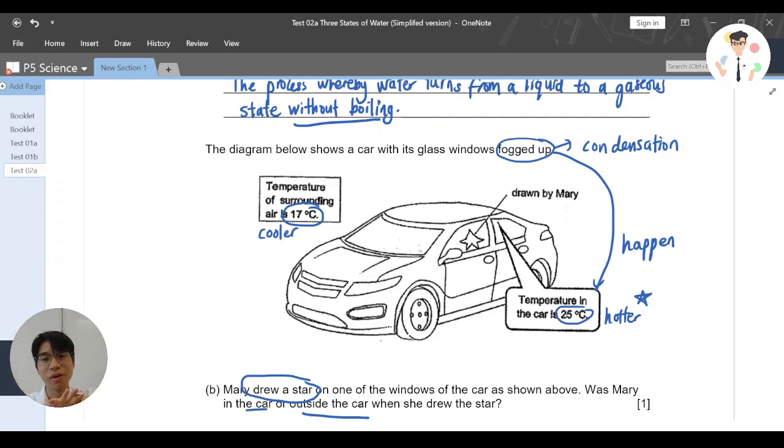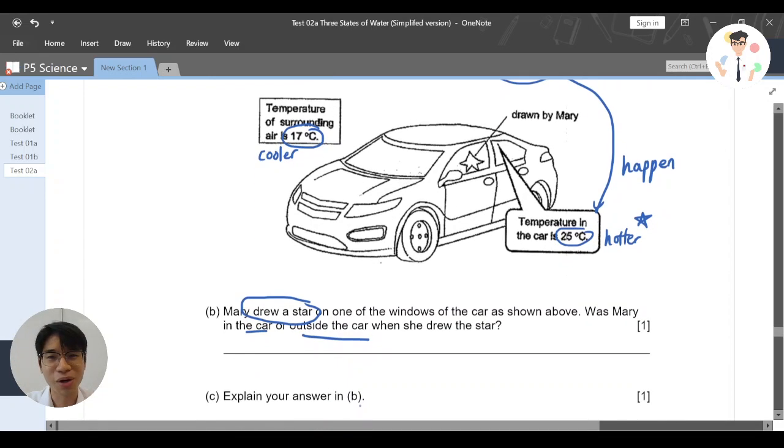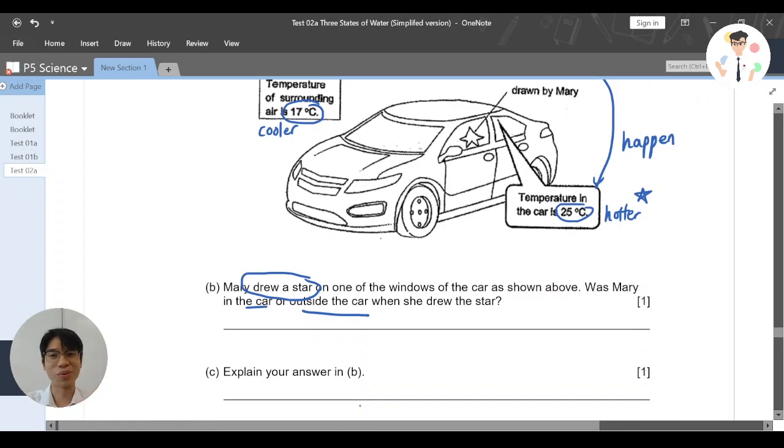And as I mentioned, because inside is hotter, the tiny water droplets are formed inside. And because it's inside, she can use her hand to draw the star. A lot of you write marker pen, all this thing. No, no, no. It's not about marker pen. So the answer is in the car. But now you are supposed to explain, right? And you explain the same thing as I've just mentioned.